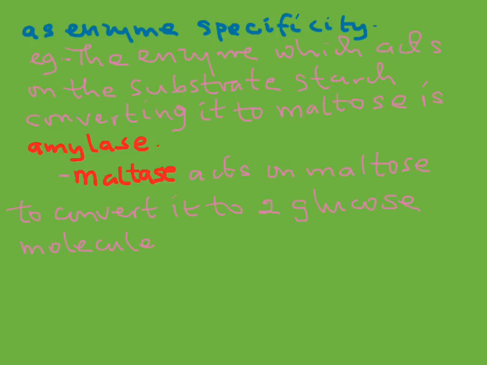The enzyme maltase will only act on maltose to convert it to 2 glucose molecules. Therefore, maltase cannot convert starch to maltose. Amylase cannot convert maltose to 2 glucose molecules. That is what we mean by specificity.